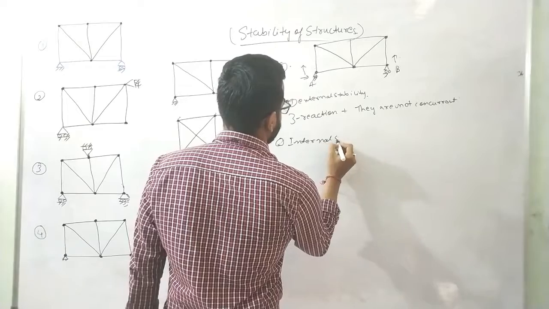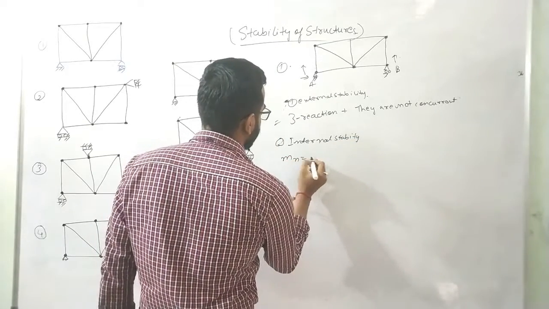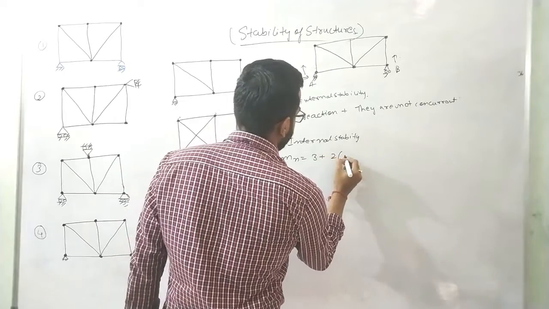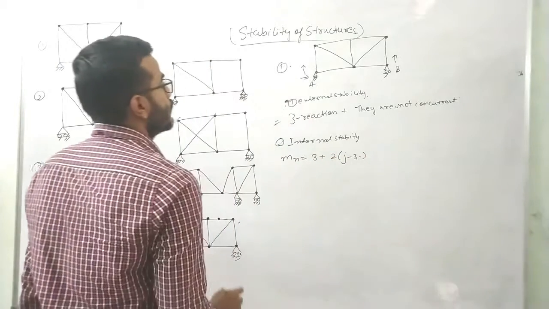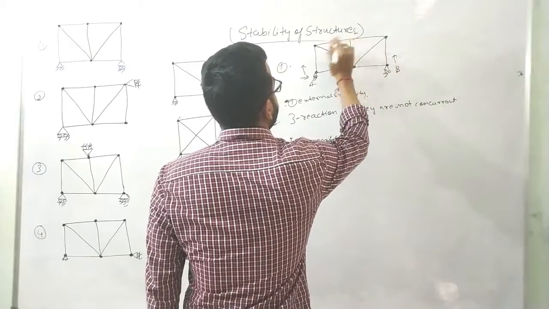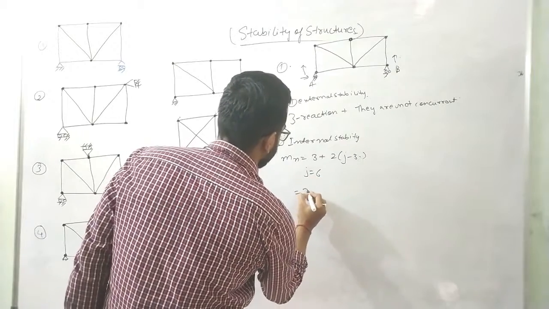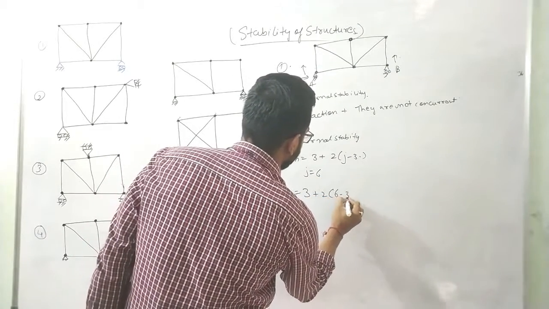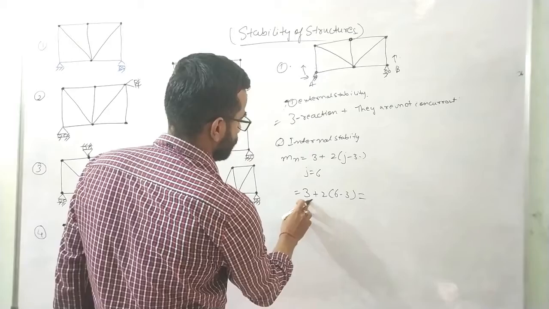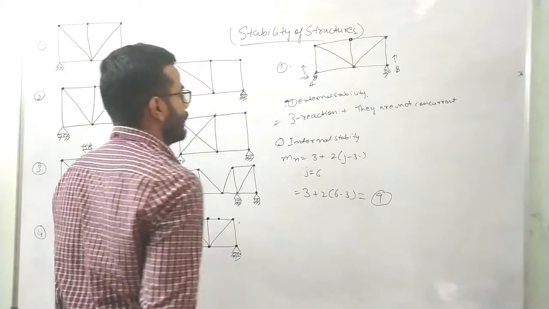Internal stability. For internal stability, the minimum members required is equal to 2j minus 3. How many joints do I have? 1, 2, 3, 4, 5, 6. So j equals 6. So 2 into 6 minus 3 is equal to 9. So minimum 9 members are required.